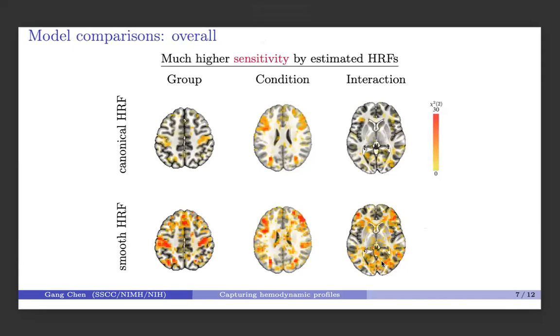First of all, let's look at the overall omnibus effects. The first row is the conventional canonical HRF results. The second row is the smooth HRF estimation approach. There are 3 columns. The first column is the main effect of group, which basically compares the groups. The second column is the main effect of task condition, so we compare congruent versus incongruent. The third column is the interaction between group and condition. Overall, you can see that the second row is much more sensitive. The smooth HRF approach is much more sensitive than the canonical HRF. So that's the big picture.